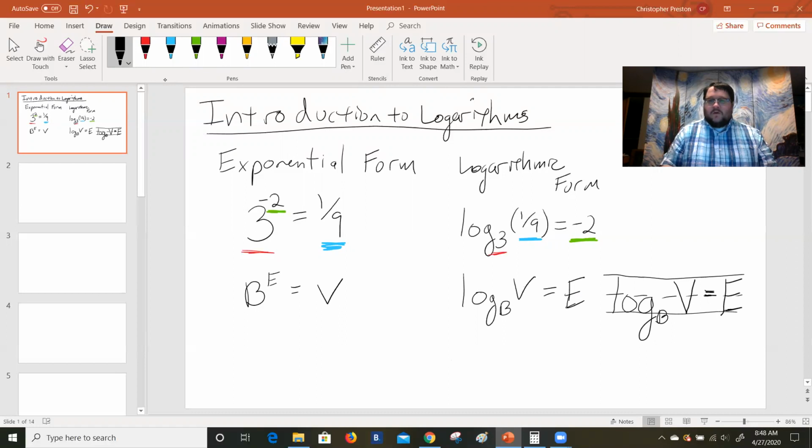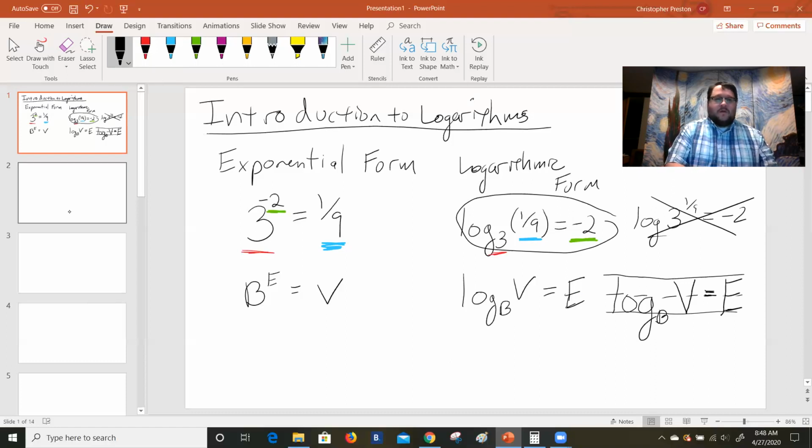Okay, the reason I'm mentioning that is because I've seen people where at the beginning of their assignments, they look like this. And then by the end, it starts to look more like this, which is not correct. So make sure you keep that base down as a subscript.